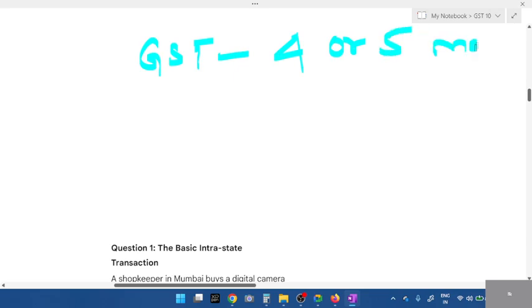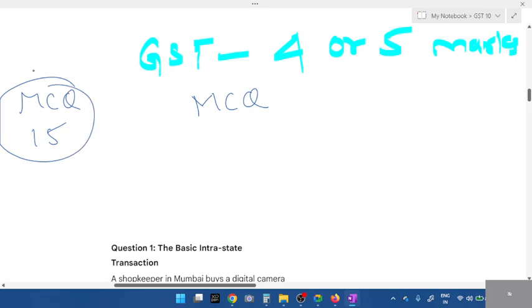Fine. And in board exam, GST topic, you'll get it for 4 or 5 marks. In this 4 or 5, 1 mark is for MCQ. Same like 9th standard students. Total MCQ will be for 15 marks. Total MCQ, and total you have 27 chapters.